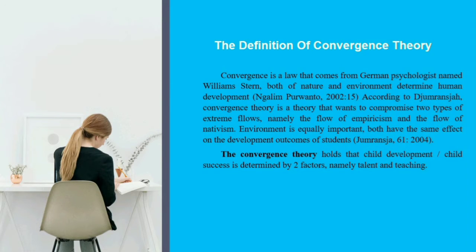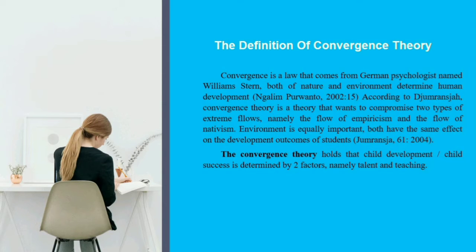Then our next material is about the definition of convergence theory. Convergence is a law that comes from the German psychologist named William Stern, like I said before. Both nature and environment determine human development. It is from Galin Furwanto, 2002, page 15. According to German Schah, convergence theory is a theory that wants to compromise two types of extreme flows, namely the flow of empiricism and the flow of nativism.